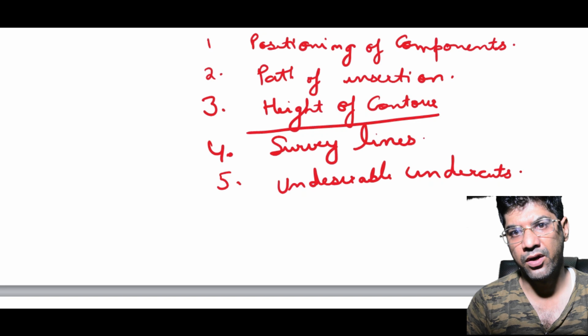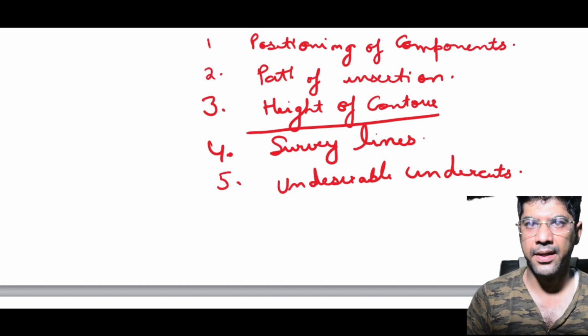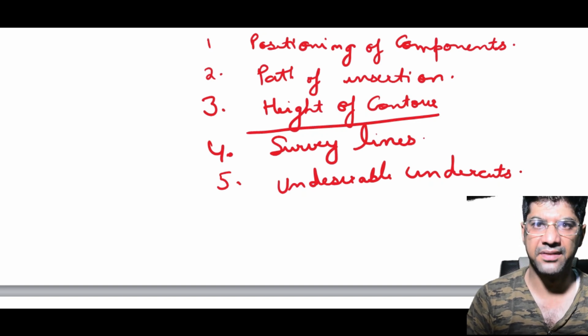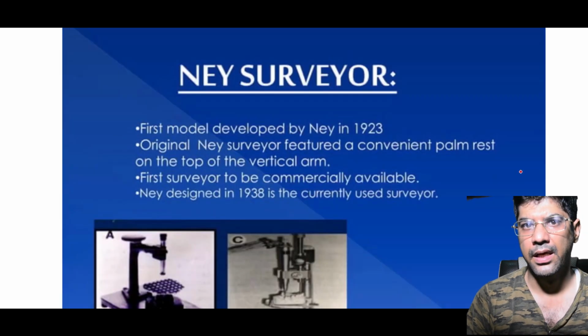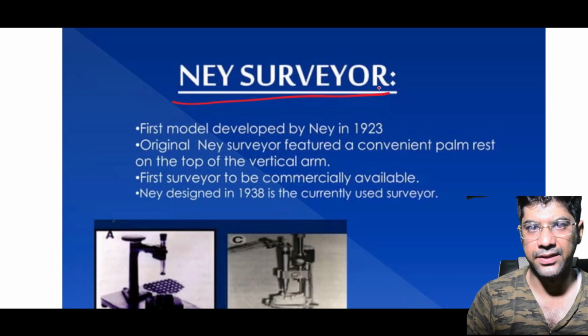So what is the importance of marking undesirable undercuts during the surveying process? Marking undesirable undercuts is important because it prevents the denture from extending into areas that could cause difficulty with placement or removal, ensuring a proper fit and function.